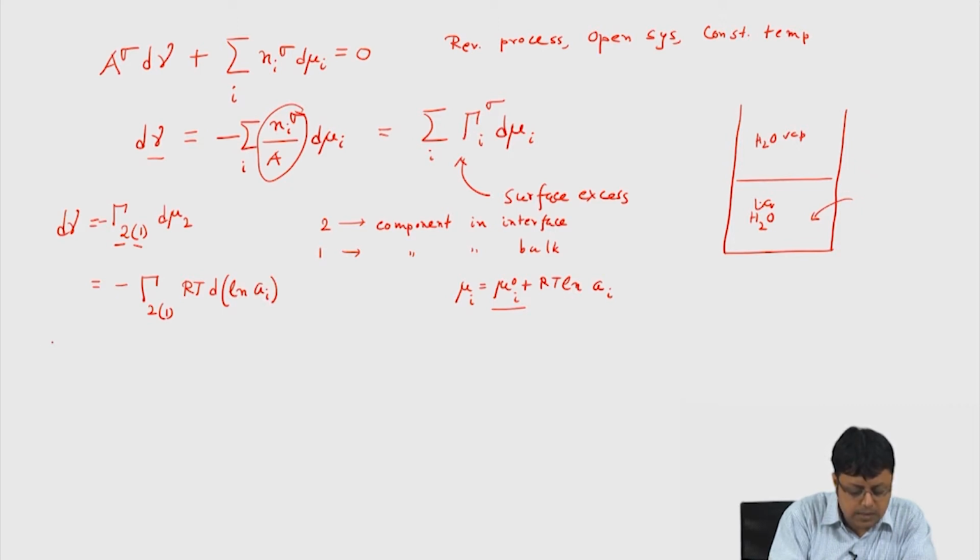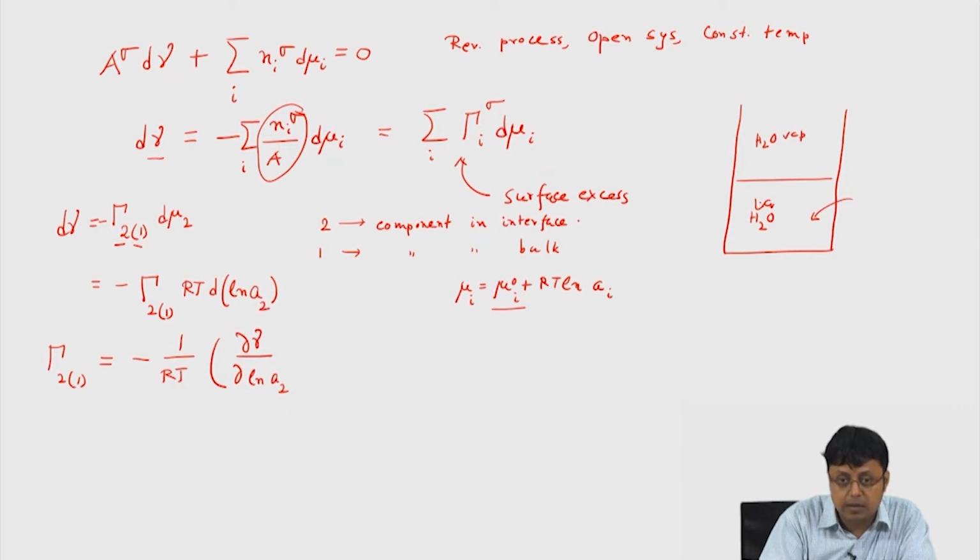So, what we get right now is this quantity gamma 2 (1) will be nothing but minus 1 over RT into del gamma del ln A2. Instead of I, we can write it as A2 because we are considering the activity of that component at the interface, and that was taken at constant temperature.